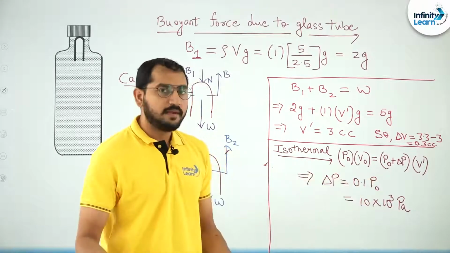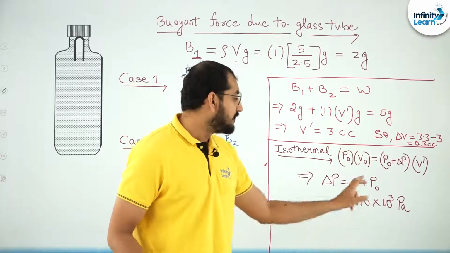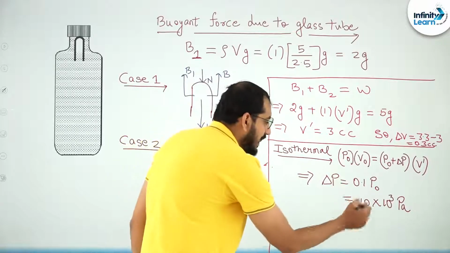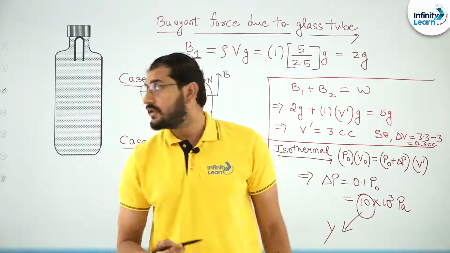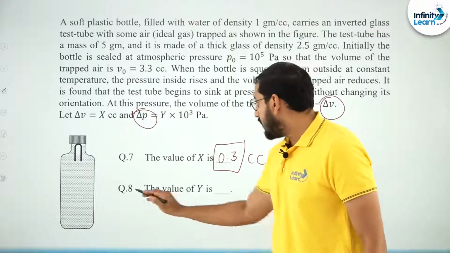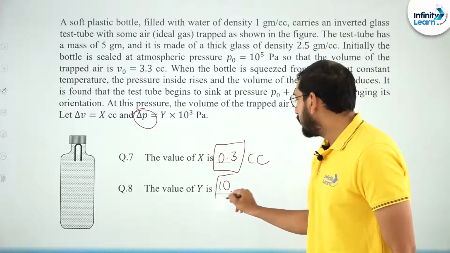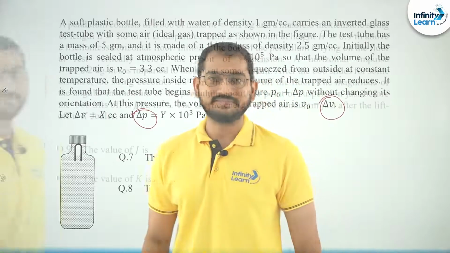P0 is the atmospheric pressure only. The value of P0 I have taken as 10 to the power 5 Pascal. After placing it and rearranging in this manner, this will give me 10, and this is the 10 which I need to find, which is the value of capital Y. So in question number 8, the value of Y will come out to be 10. So 0.3 and 10 will be the correct answers for this question.